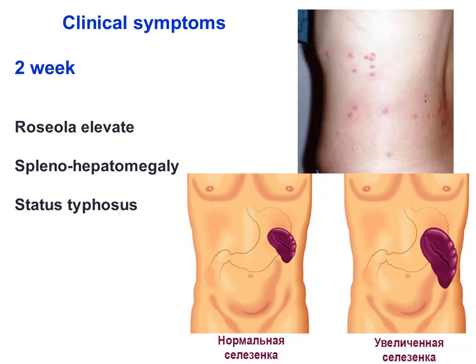Also, characteristic symptoms of the patient in this week are splenomegaly and hepatomegaly. Sometimes we can see formation of status typhosus. It's a condition which is characterized by lethargy, weakness, disturbance of consciousness, delirium, headache. Also, we can see development of stupor, sopor, or maybe coma.